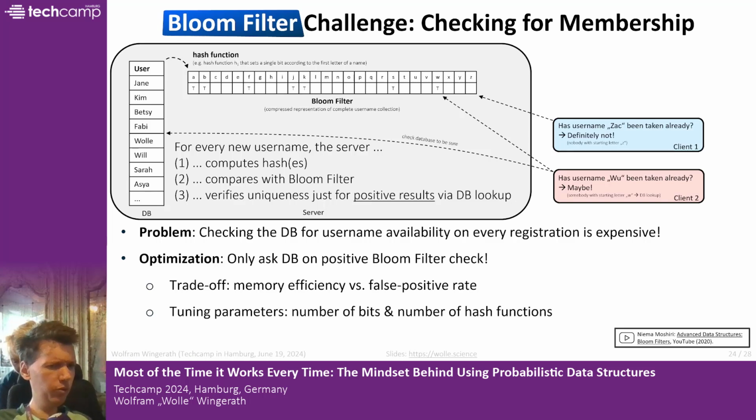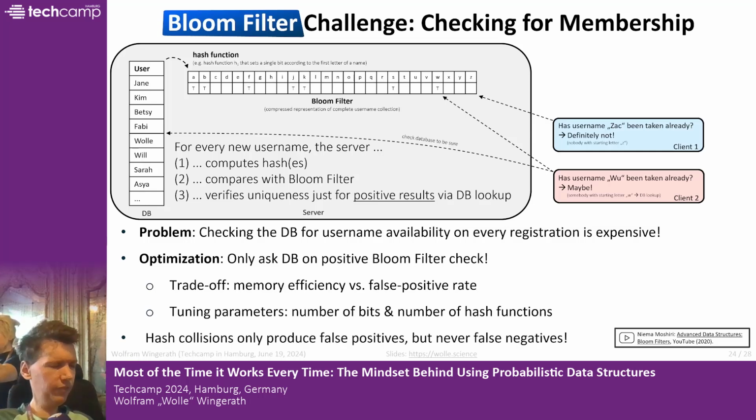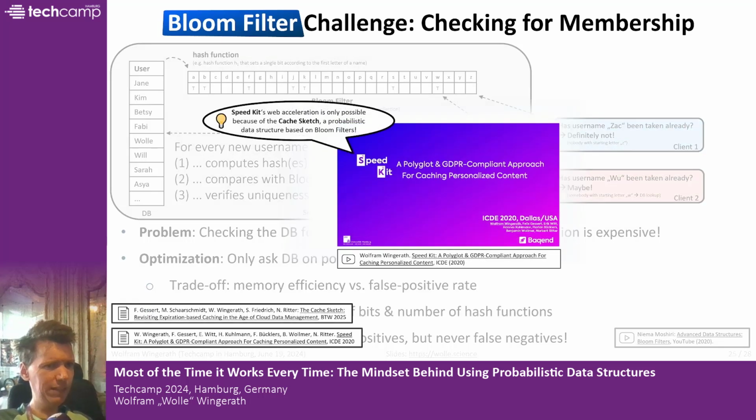As I say, the tuning parameters are the number of bits and the number of hash functions, and if you get hash collisions, this only produces false positives. That means if you check the Bloom filter and it says no, nobody like this is in your Bloom filter, then you're 100% safe to use that information. And as I said, this is something that we use in SpeedKit heavily.